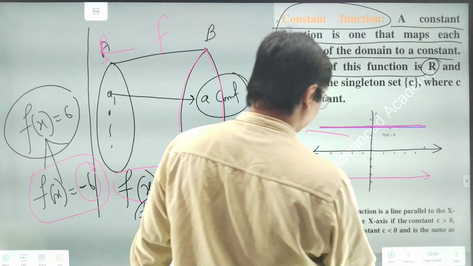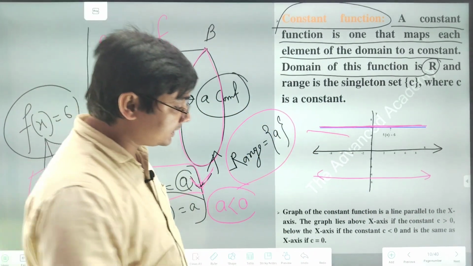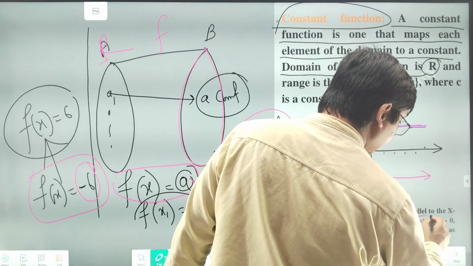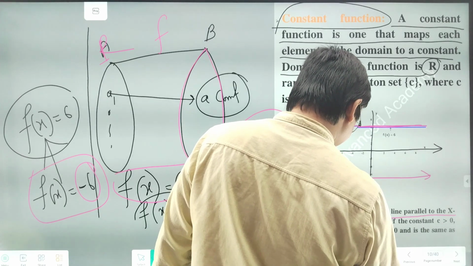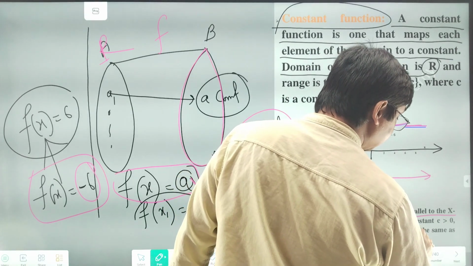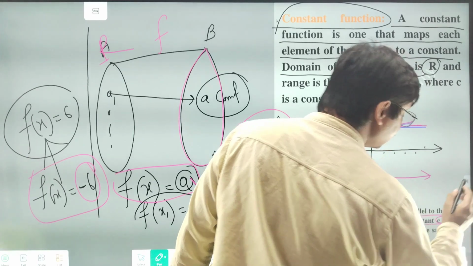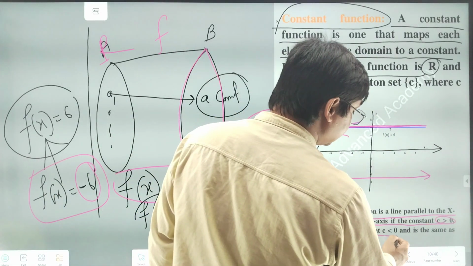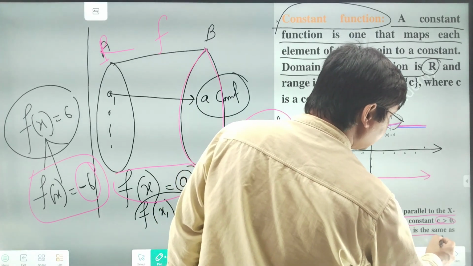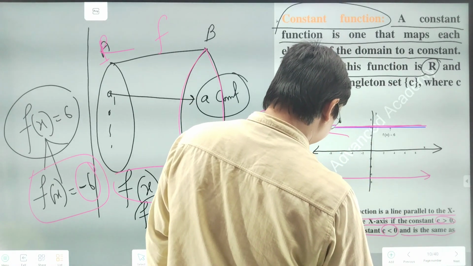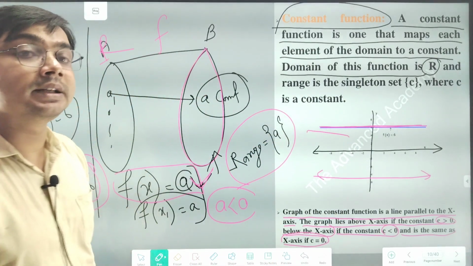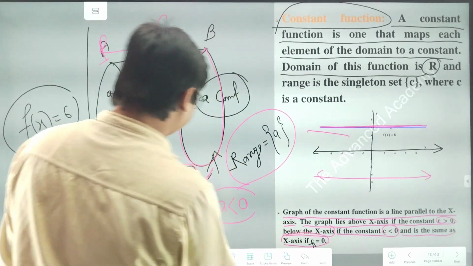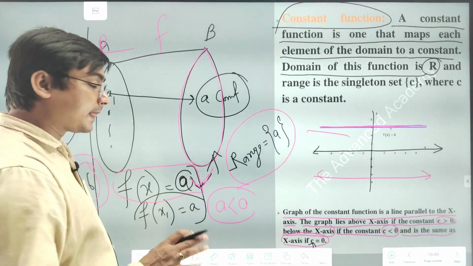Yes, here. So here you see, put in the notes also. The graph of a constant function is a line parallel to the x-axis. The graph lies above the x-axis if the constant c is greater than 0, and below the x-axis if the constant c is less than 0, and it is the same as the x-axis if c equals 0. Here we mention c, but if we consider a, it is the same thing.